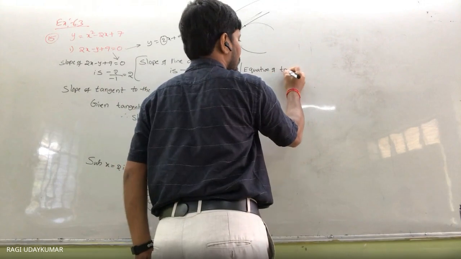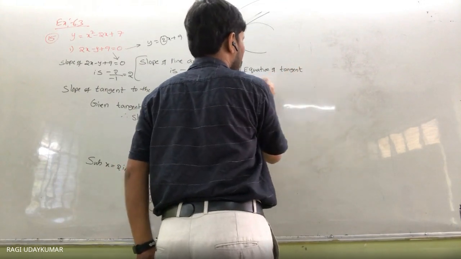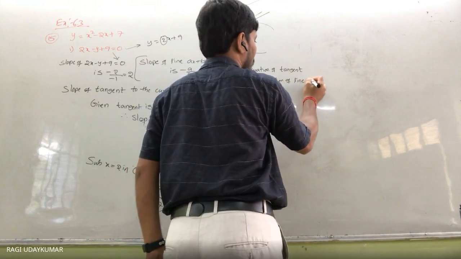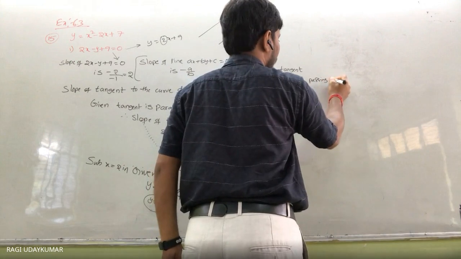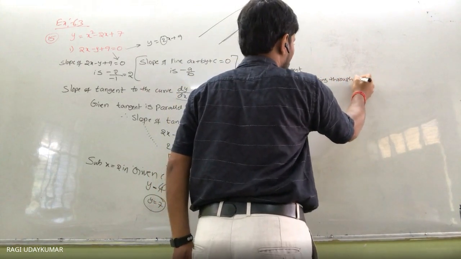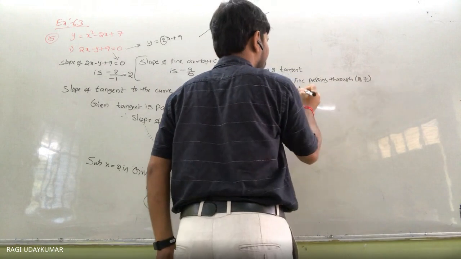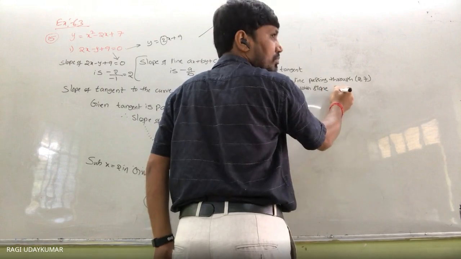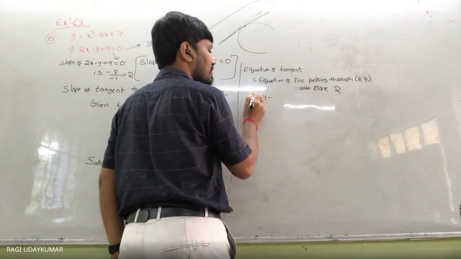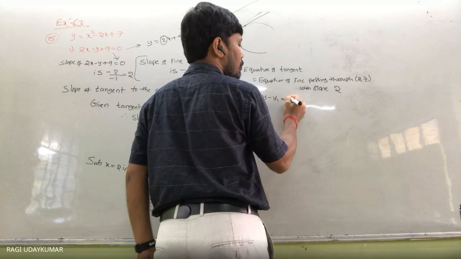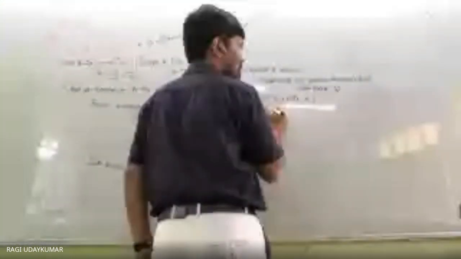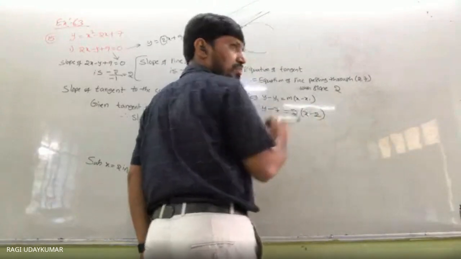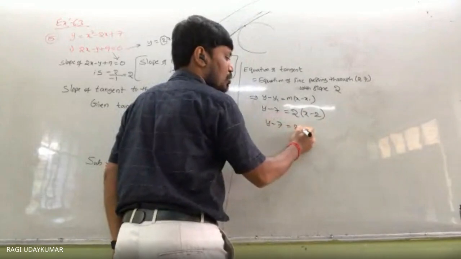Equation of tangent is equals to equation of line passing through (2, 7) with slope 2. So that is nothing but y minus y1 is equals to m into x minus x1. Y minus y1 is 7, m is 2, x minus x1 is 2. So y minus 7 is equals to 2x minus 4.